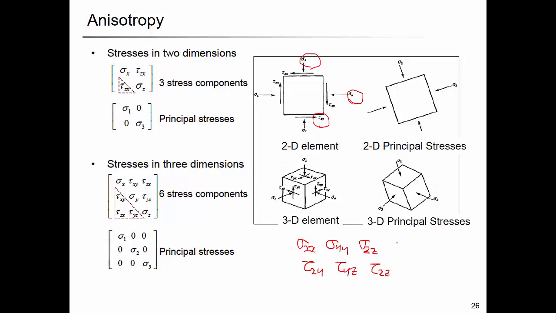Then sigma is what? Some elastic modulus or stiffness matrix times strain, right? You have 6 indices, so this has to be 6 by 6, and this is strain. So in total, because tau xy is the same as tau yx, you have 6 components.